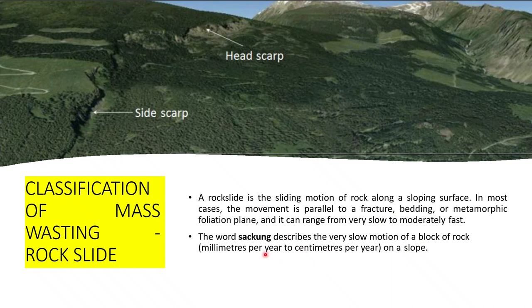The word, I'm not really sure how to spell it, maybe I can spell it as Sekang. It's a German word that means subsidence or sinking. It is used to describe the very slow motion of a block of rock on a slope. Sekang is caused by the same factors that cause rock slides, but it's a very gradual process. Sekang can eventually lead to rock slides, but it is not an immediate threat.